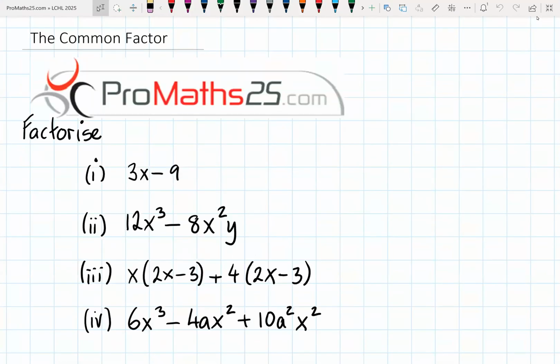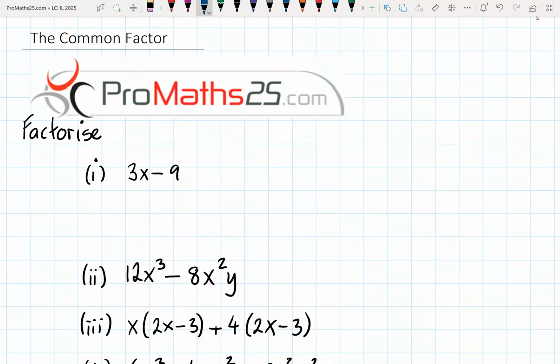Okay, so we want to look at factorization here. In particular, we're going to look at the common factor in factorization. And I suppose the common factor is what we're trying to identify, what's common. So take this first one here. This is 3 multiplied by x, take away, now 9 is 3 multiplied by 3. That's what it is, 3 threes.